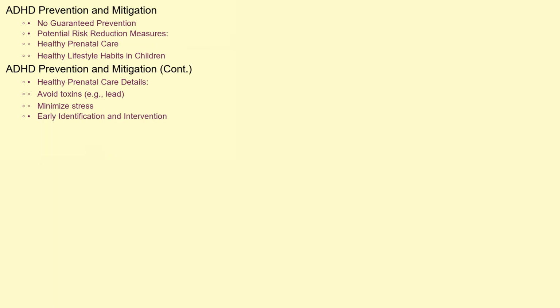Currently, there isn't a guaranteed way to prevent ADHD, given its complex etiology. However, certain measures can potentially reduce the risk. Promoting healthy prenatal care, including avoiding exposure to toxins like lead and minimizing stress during pregnancy, is important. Encouraging healthy lifestyle habits, such as a balanced diet and regular physical activity, in children may also be beneficial. Early identification and intervention can help mitigate the impact of ADHD on development and well-being.